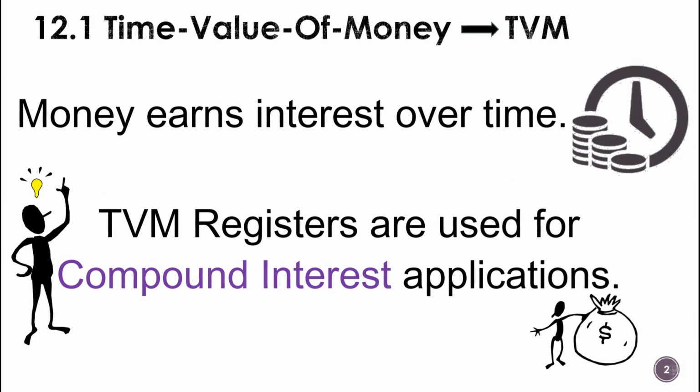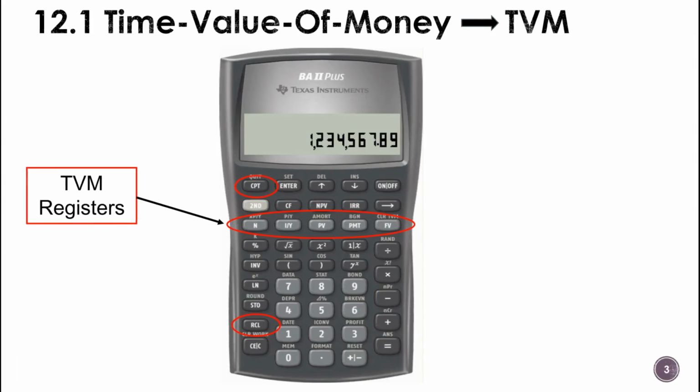Money earns interest over time, and we talked about that in section 9.3 when we were working with compound interest. Our TVM registers are going to be used for compound interest applications, and so we're going to be working with different things with savings accounts or just different kinds of accounts where you would earn interest. We're also going to be talking about loans down the road.